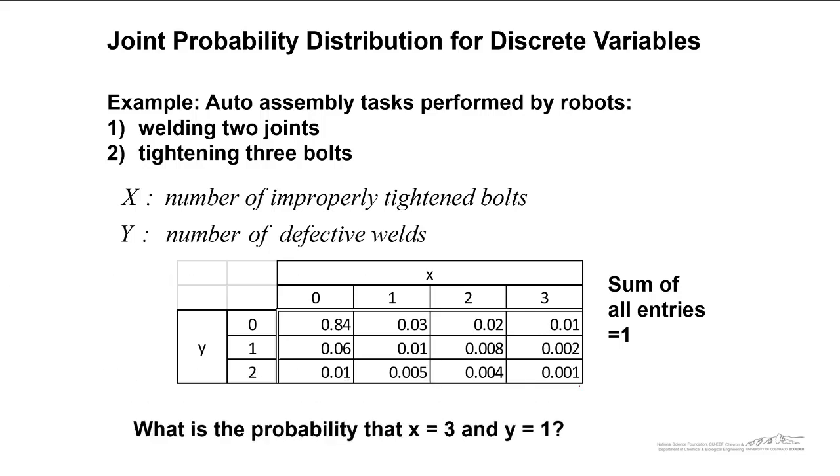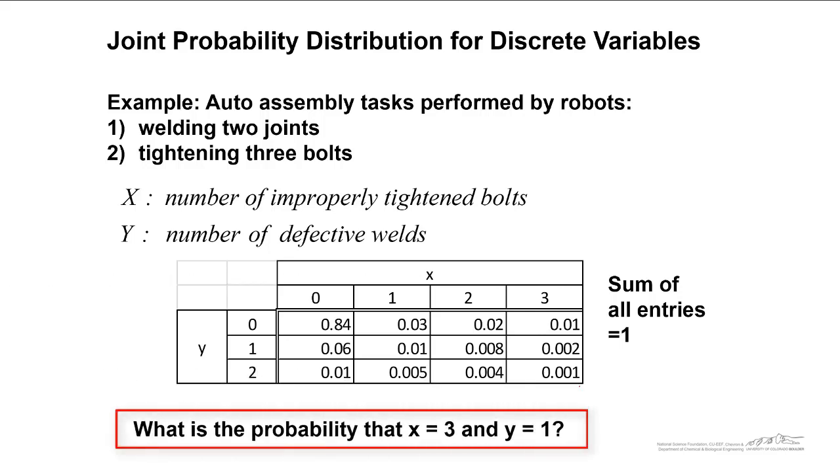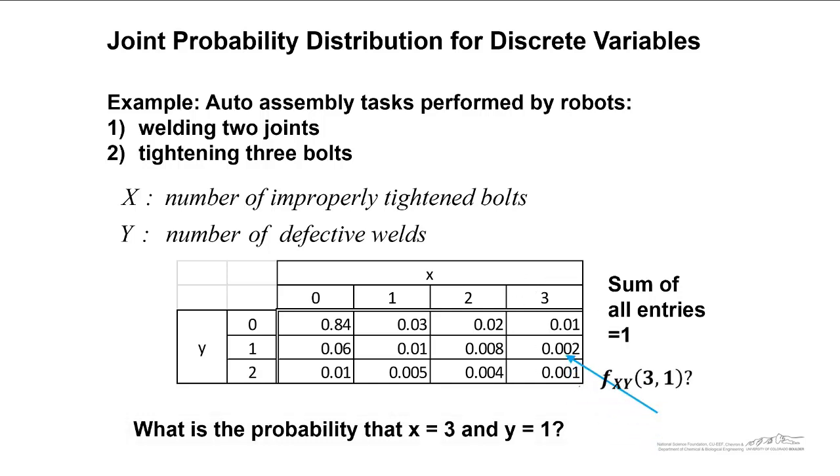And we can ask things like, what's the probability that x equals 3 and y equals 1? That's also known as fxy of 3, 1. And that's just the probability when x equals 3 and y equals 1, we get 0.002.